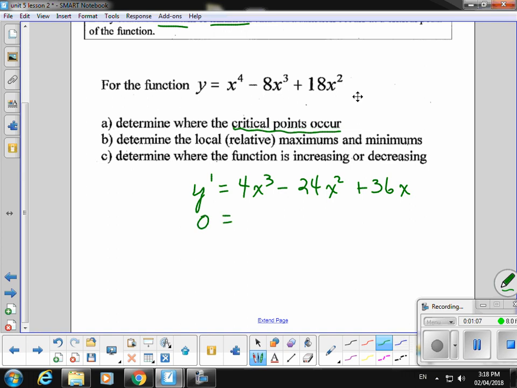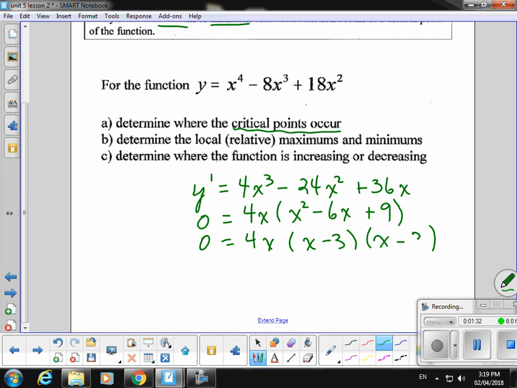So when my derivative is 0, and you know what, this is nicely factorable, so let's look at this. I would have 4x times (x^2 subtract 6x plus 9). Ooh, 0 is 4x times (x subtract 3)(x subtract 3). Awesome. So at x equals 0 or x equals 3, I have critical points.